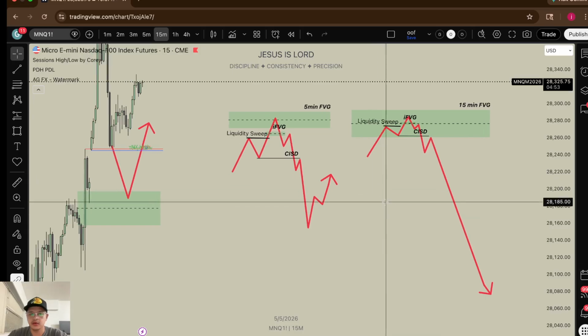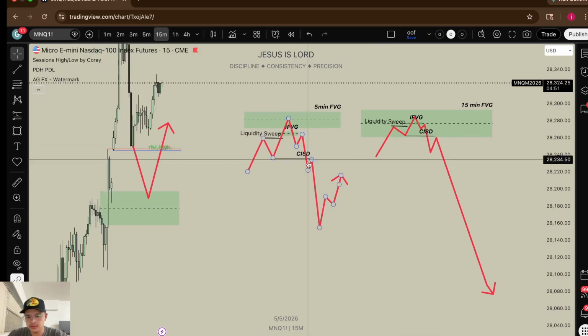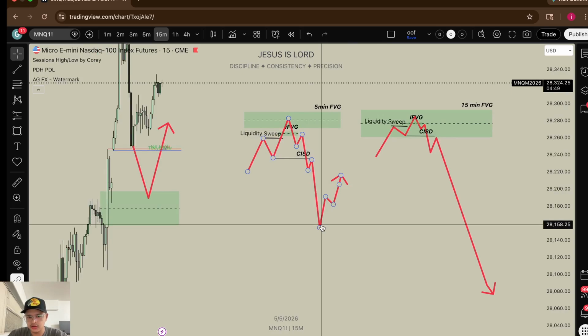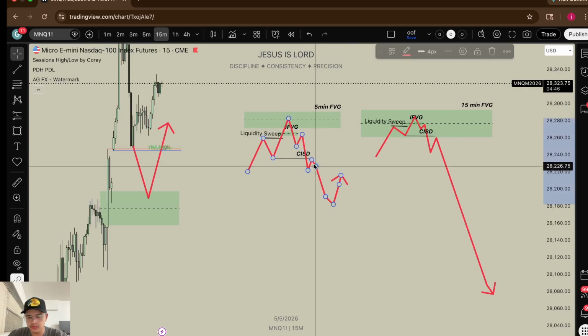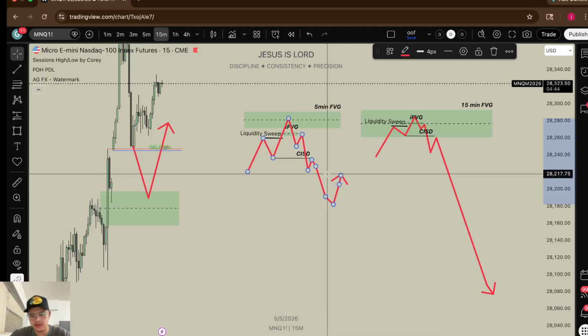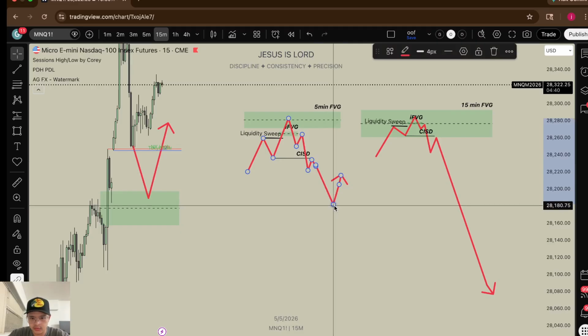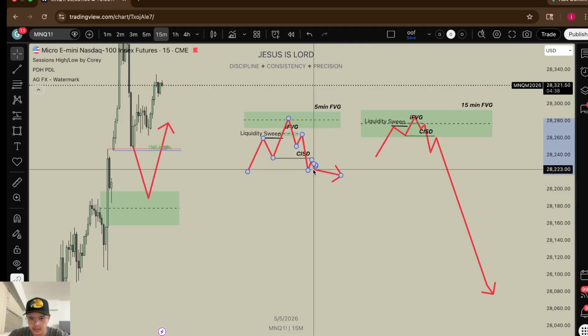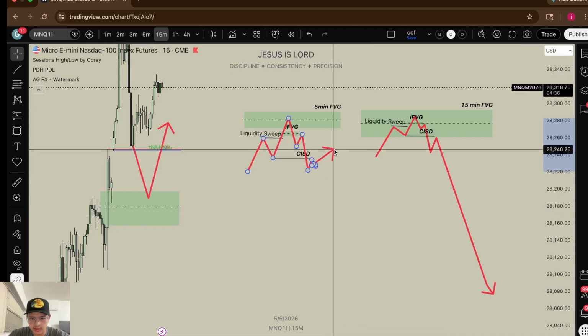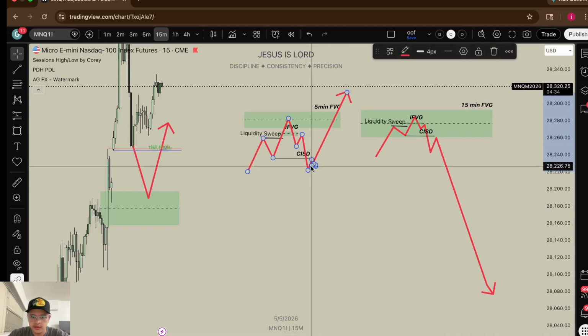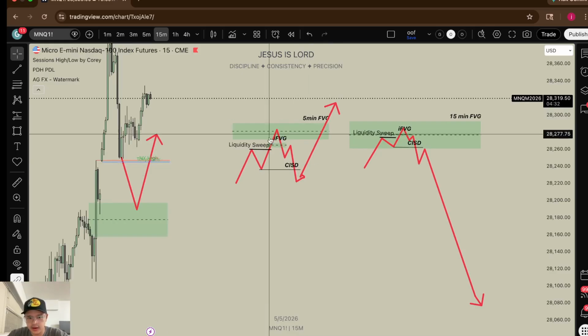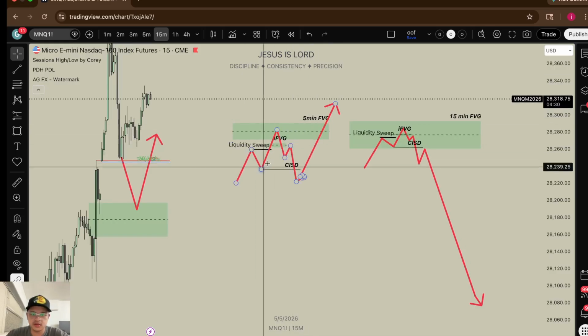You see that? Reaction from this, you can get a fake out. Sometimes you don't, from a 5-minute fair value gap, sometimes you don't even get any of this. That's why you have to really be careful. Sometimes you just get that, and then price goes up with a 5-minute. That's why I don't trade reactions in the 5-minute fair value gap.